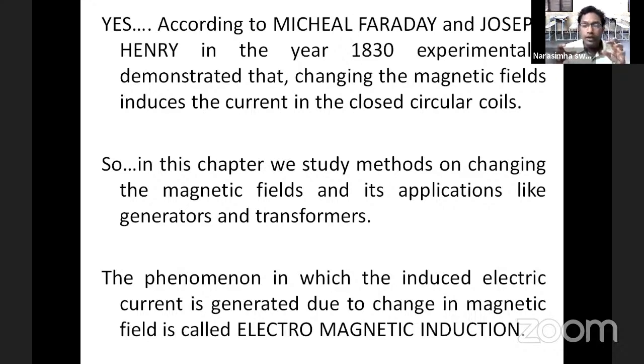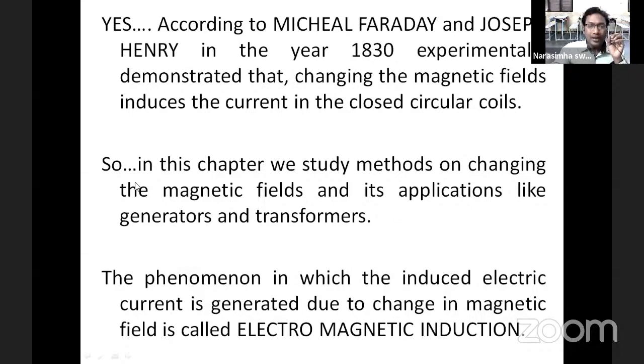This was experimentally demonstrated by two scientists, Faraday and Henry, in the year 1830. Repeating, changing magnetic fields induce current in closed circular coils, closed circular conductors. So with these two scientists, what we understood is that yes, moving magnets can produce current.